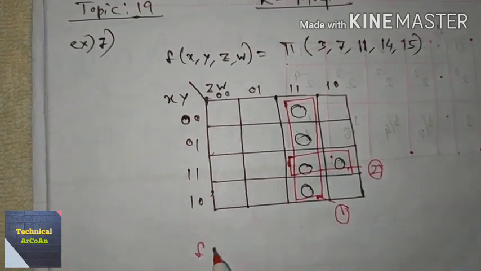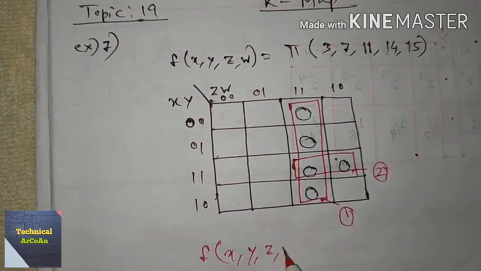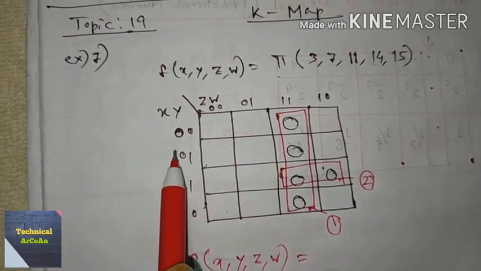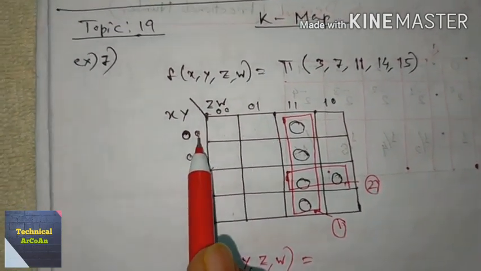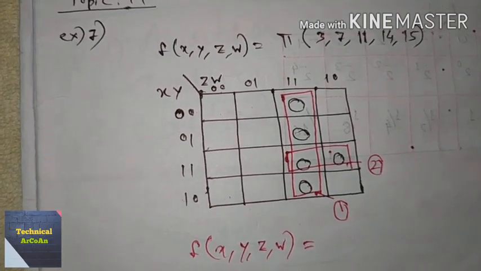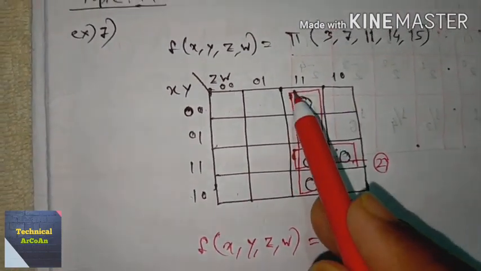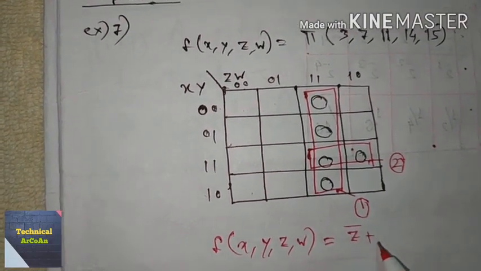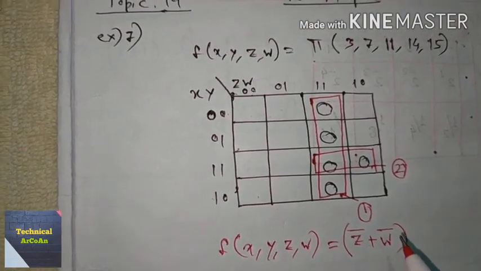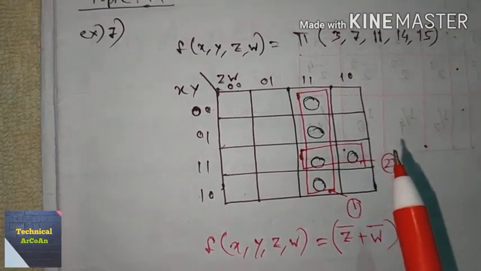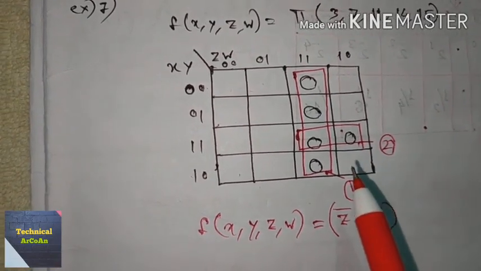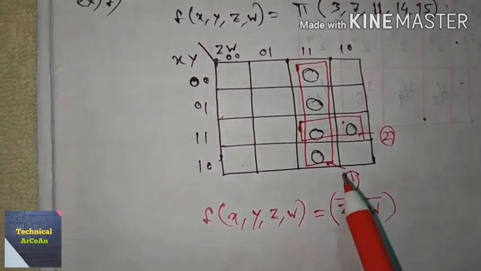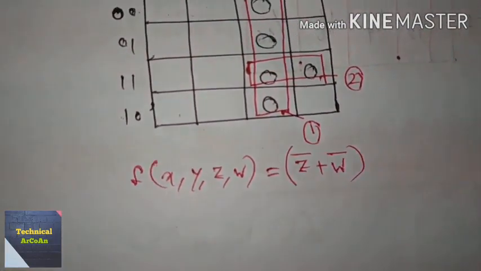Now what will be the simplified result? This will be x, y, z, w, okay? For this group, x is 0 to 0, but after that it will change. And for y, the y is changed from 0 to 1, okay? So for this group we don't take x and y, but here zw will be 1, 1. So we'll take z complement plus w complement. Why? First of all, it is a max term. So for the max term, if the variable value is 1, it will be complement. If the variable value is 0, it will be normal, okay? And it is a sum term, so that's why z complement plus w complement, okay?